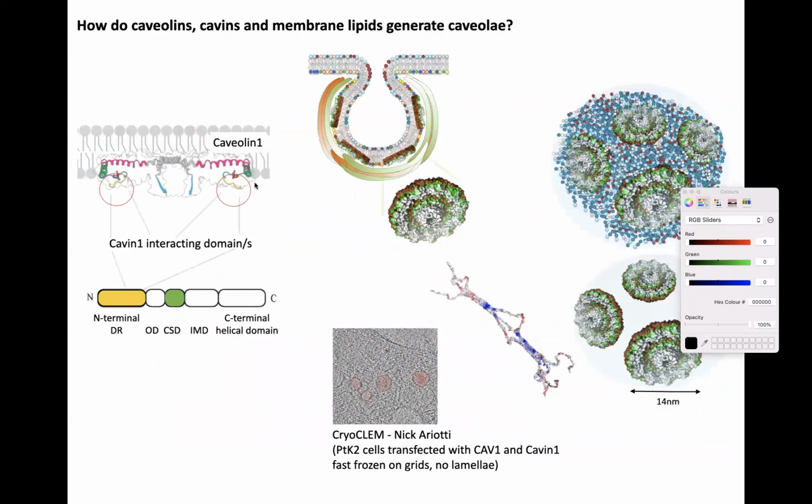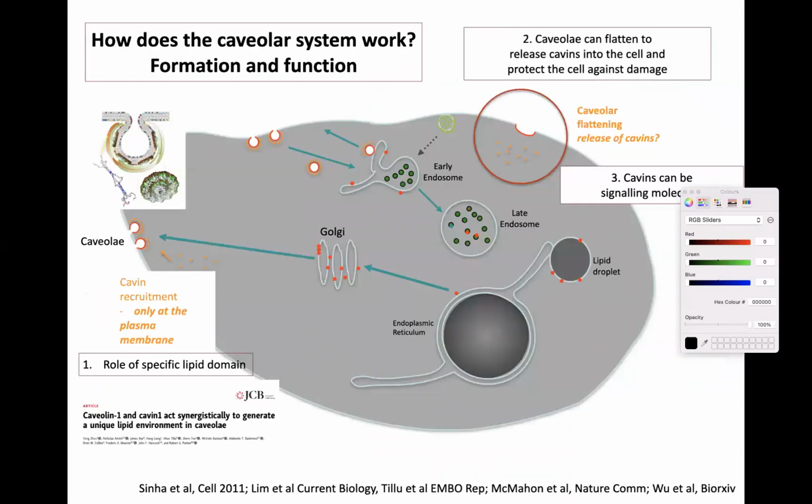So we don't quite know now how it all works. We have the discs, we have the filamentous cavin. These come together. But with Nick Ariotti now, we have very nice data by cryo-EM of very thin cells grown on grids and then fast frozen, where we're now getting very nice cryo-EM data on these caveolae in situ. So we want to be able to now dock these kind of structures into the cryo-EM structure in cells in situ to understand how this system works.